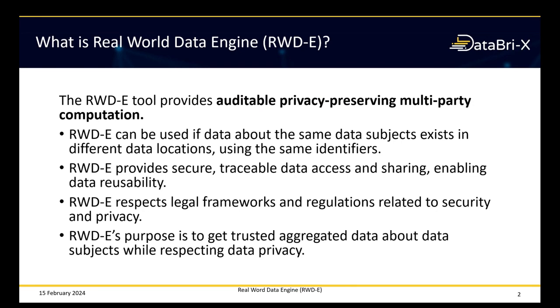But in general, the purpose of Real World Data Engine is to get trusted aggregated data about data subjects while respecting data privacy. So the result is always just a number, basically a number of data subjects that meet certain criteria. And information about those criteria being met or not can then be obtained from a number of data sources.